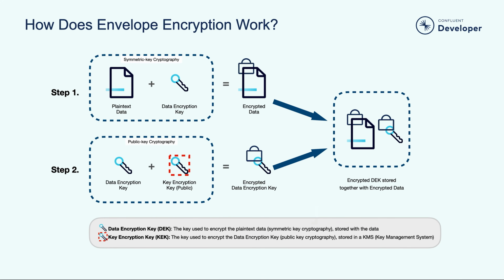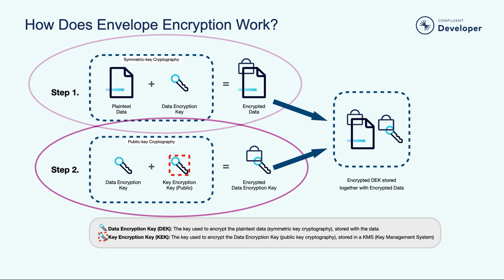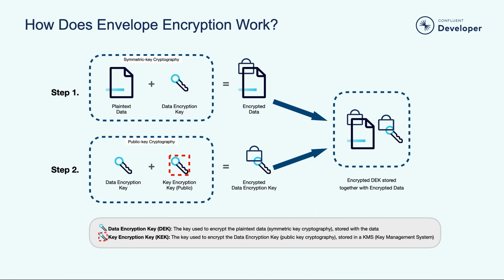Envelope encryption is the backbone of client-side field-level encryption, and for good reason. It's a widely used, highly efficient method that balances security and scalability. Here's the gist. It's a hybrid approach combining symmetric key cryptography, which is fast and efficient for encrypting data, with public key cryptography, which securely protects the keys themselves. This means you get the best of both worlds, high performance and robust security. That said, it's a slightly involved process with different types of keys playing specific roles. If you're curious about how these keys work together, be sure to check out my dedicated video on envelope encryption, where I break it all down in detail.